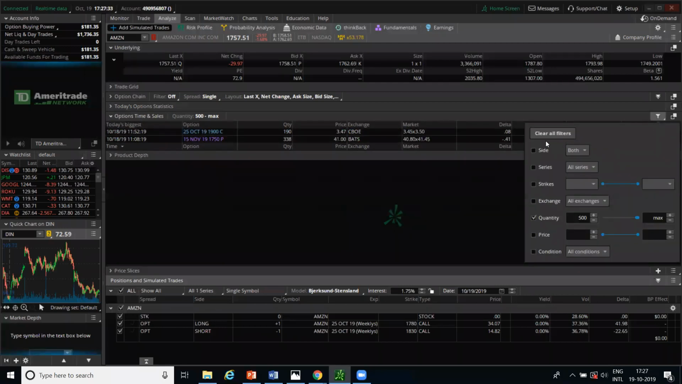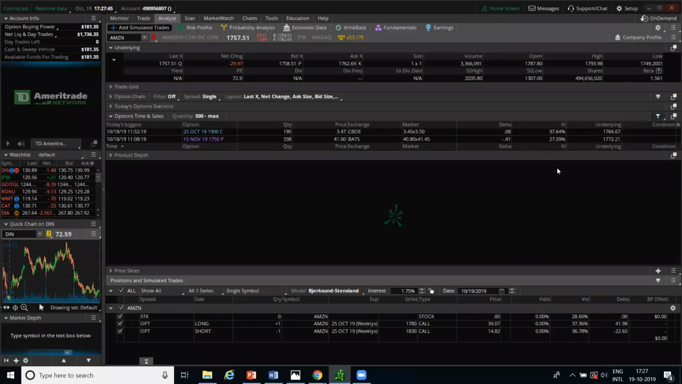Here, this is option times and sales. You can choose any option which is traded above 500 in quantity, and look out for it. So in Amazon, if I do that, I'll see that on Friday, 11:52, there were 1900 calls for 25th October bought at 190.